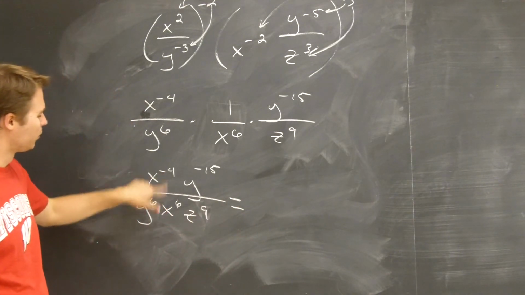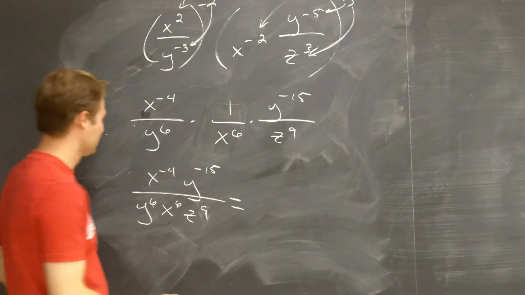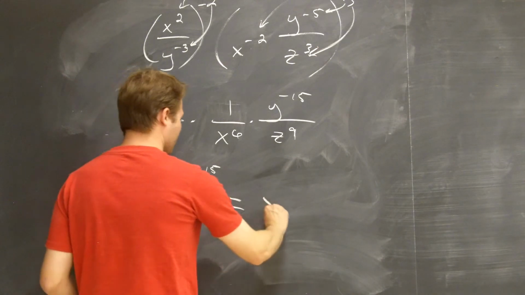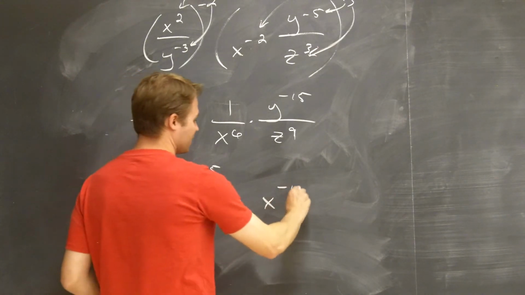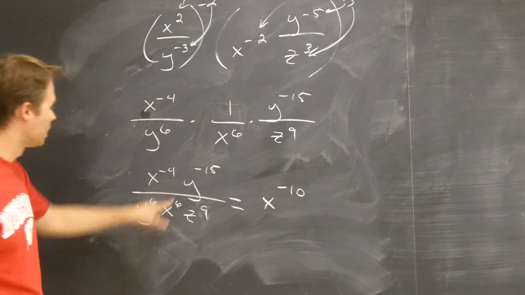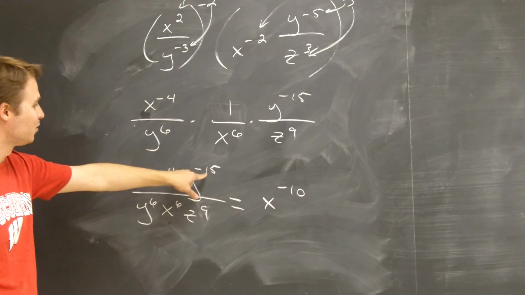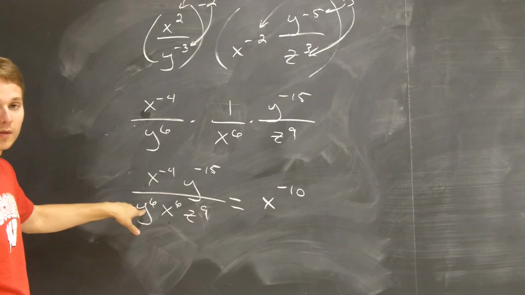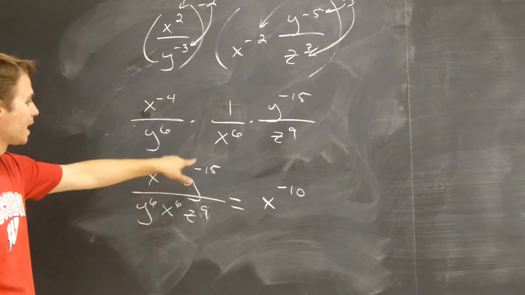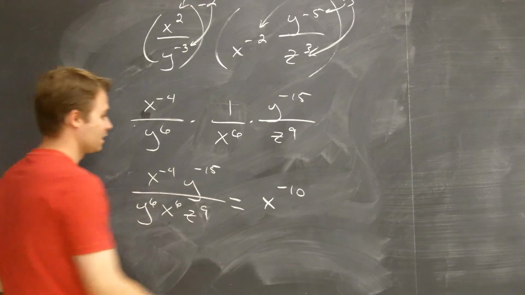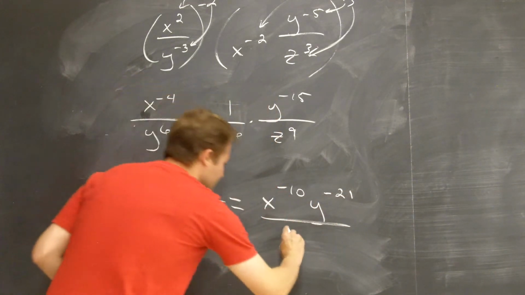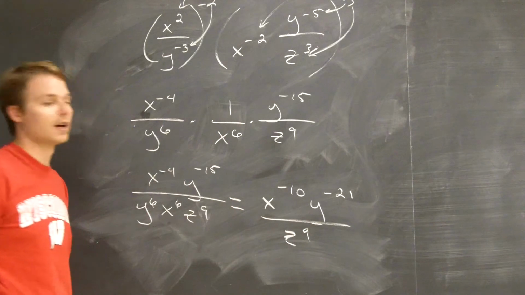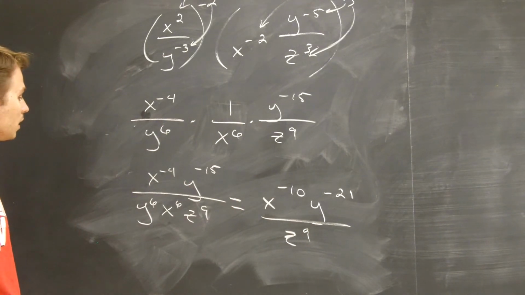So x to the negative 4th divided by x to the 6th. This will be x to the negative 4th minus 6, so x to the negative 10. Y to the negative 15th divided by y to the 6th. This will be y to the negative 15th minus 6, so y to the negative 21st. And then the z to the 9th doesn't have anything to combine with, so it just hangs out.